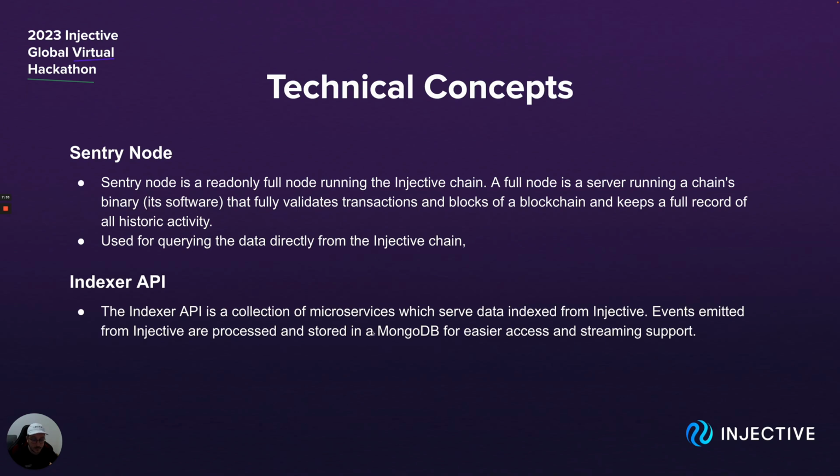This is quite important because it can be less performant to query the chain directly, especially when it comes to historical data. So we store them in a MongoDB and serve them to the client, so it's easier for them to access the data using a way more performant approach.